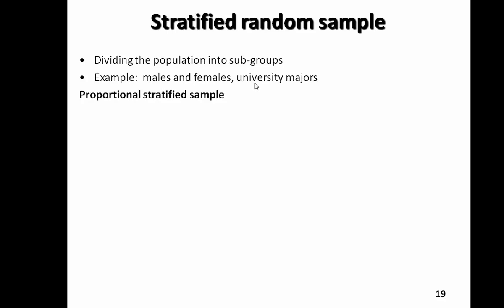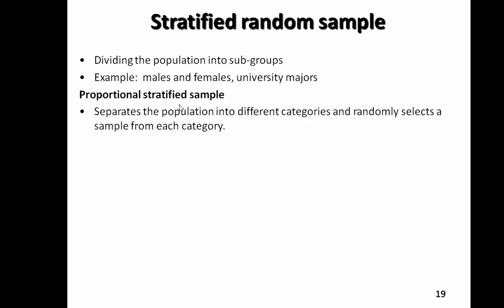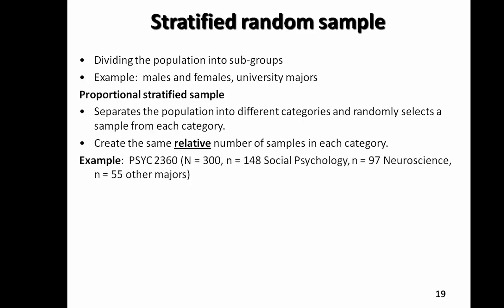The proportional stratified sample separates the population into different categories and randomly selects a sample from each category that is proportional. This creates the same relative number of samples in each category. When we talk about the same relative number, we're talking about the same percentage of samples from each group.